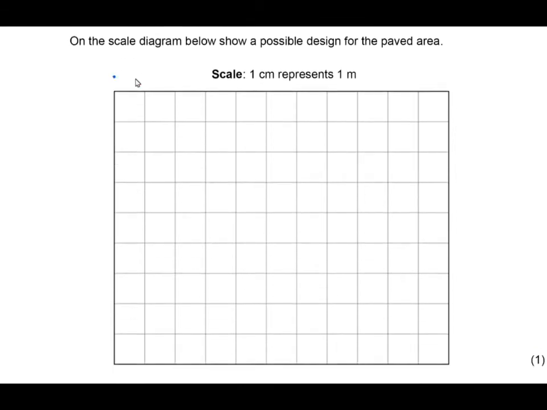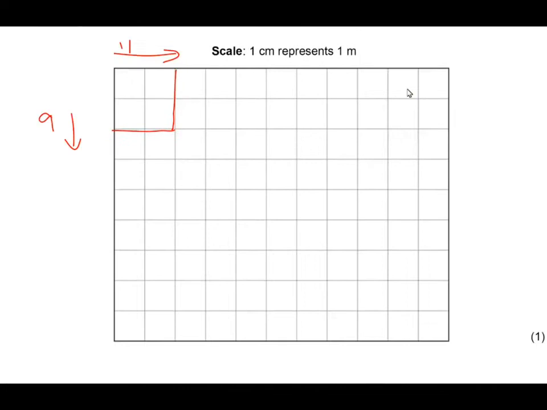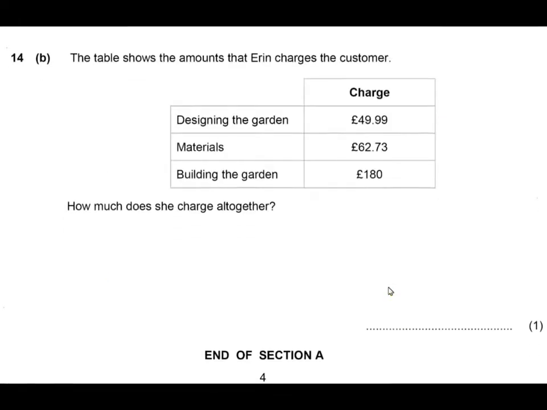Well, we know it's 11 across and 9 down. So each one of these squares is 1 meter, and we need to draw a 2 by 2 meter area as our square. So it can either be in this top left-hand corner, this top right-hand corner, this bottom left-hand corner, or this bottom right-hand corner. So any of those four will get you the mark.